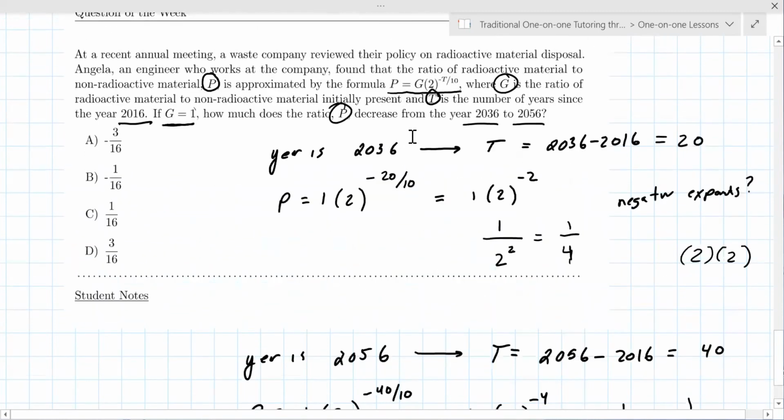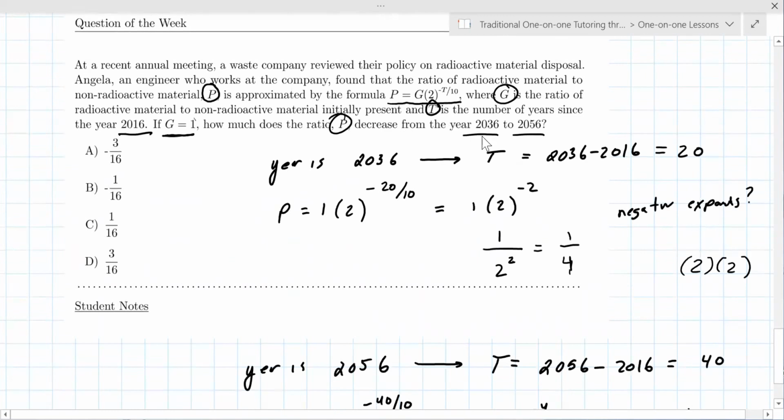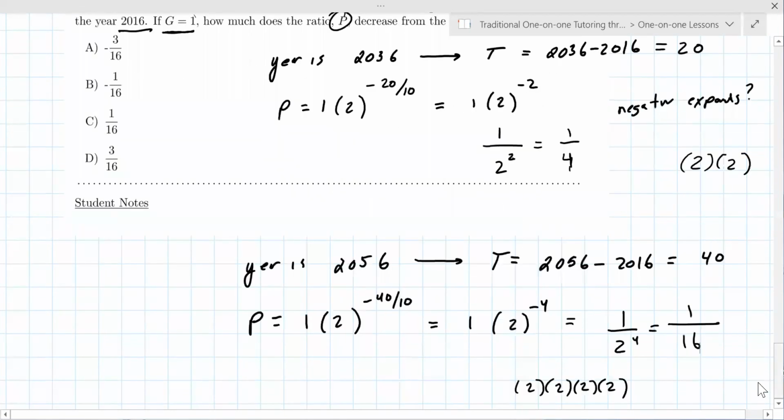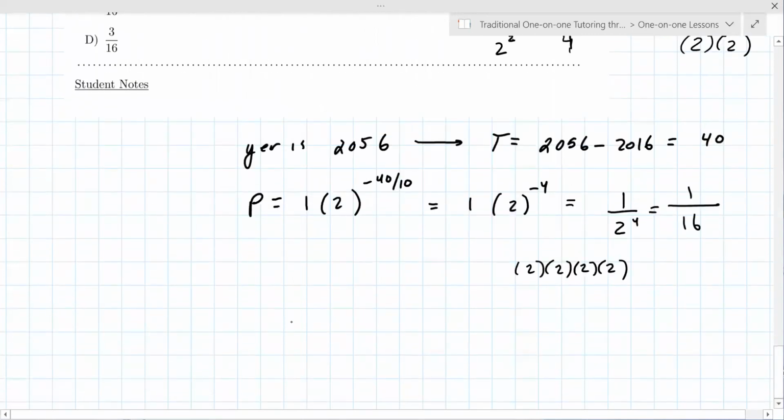So we ask how much does it decrease from the year 2036 to 2056? So it's 1/4 minus 1 over 16.